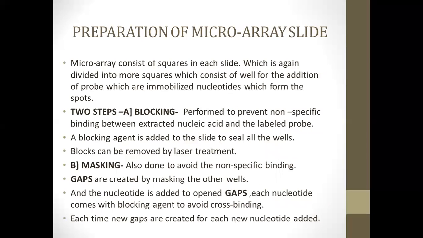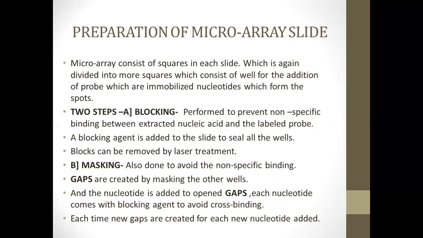Preparation of microarray slides. What are the two steps of preparing microarray slides? First is blocking. Second is masking. Blocking is performed to prevent non-specific binding between extracted nucleic acid and labeled probe. A blocking agent is added to the slide to seal the wells. Blocks can be removed by laser treatment.